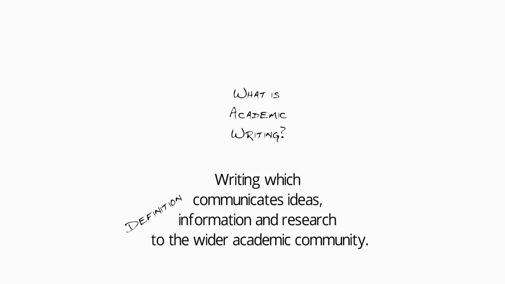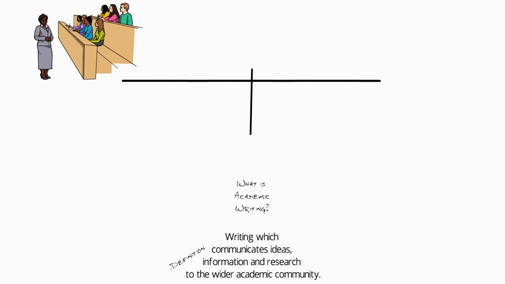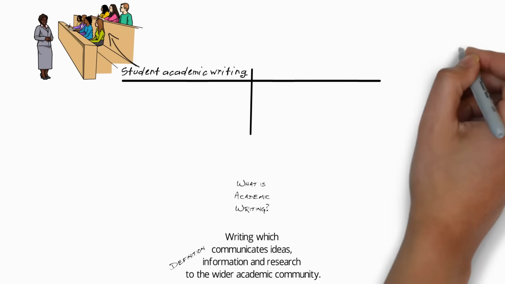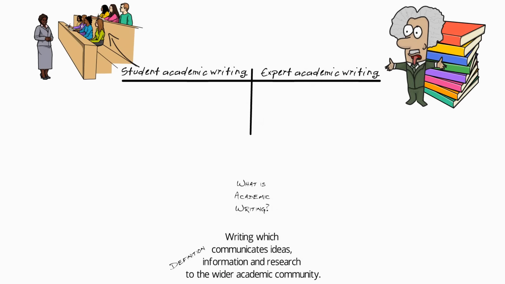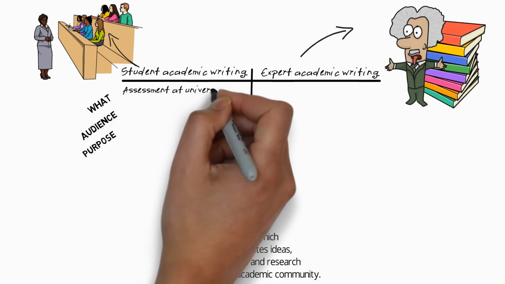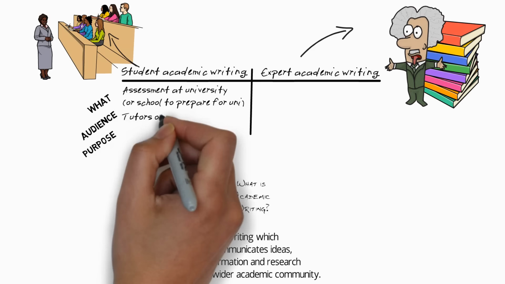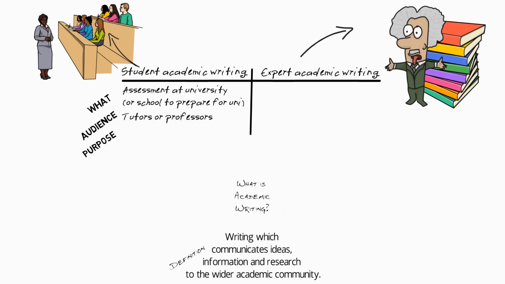So, academic writing is writing which communicates ideas, information and research to the wider academic community. And it can be divided into two types: student academic writing and expert academic writing. These two forms differ in terms of what they are, the audience and the purpose. Student academic writing is used as a form of assessment at university, or it may also be used at schools in preparation for university study. The audience will be your tutors or professors at university, and the purpose is to demonstrate learning.